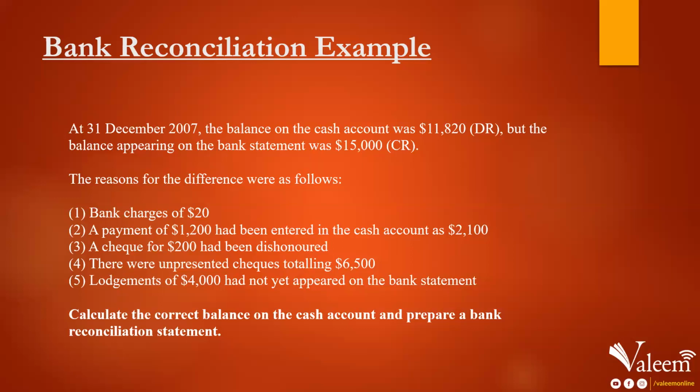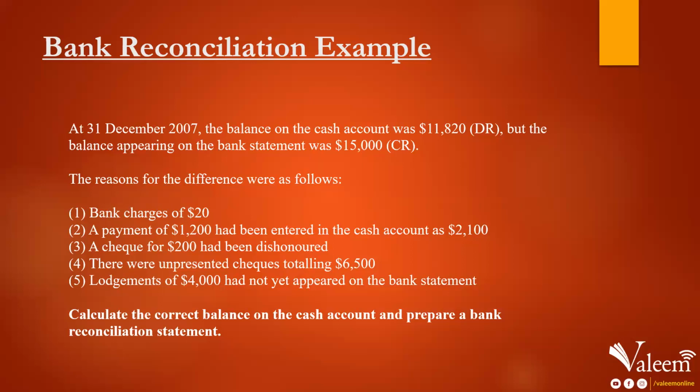So first of all, we have bank charges of 20. Now, bank charges simply are something which the bank charges us, a nominal fee for the services which the bank provides us. For example, processing our checks, standing orders, direct debits, all of these things the bank can charge us for. So the simple treatment for bank charges of $20 is that we basically have to write this off from our cash book account.